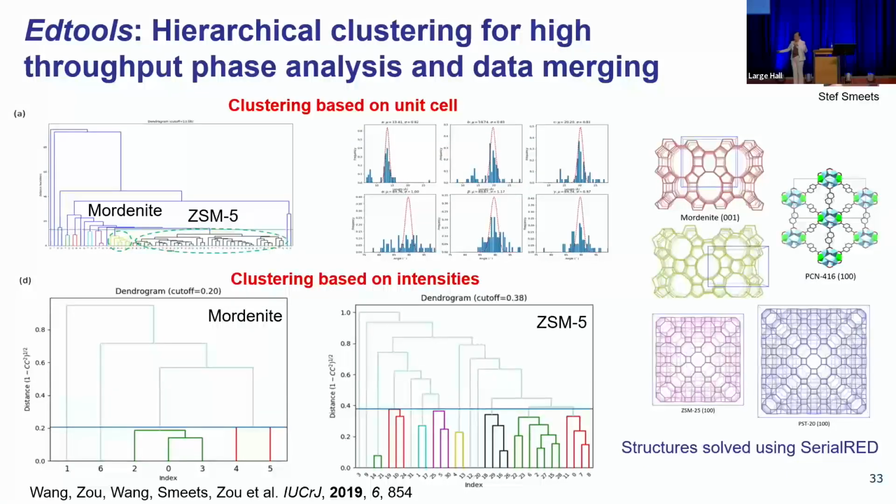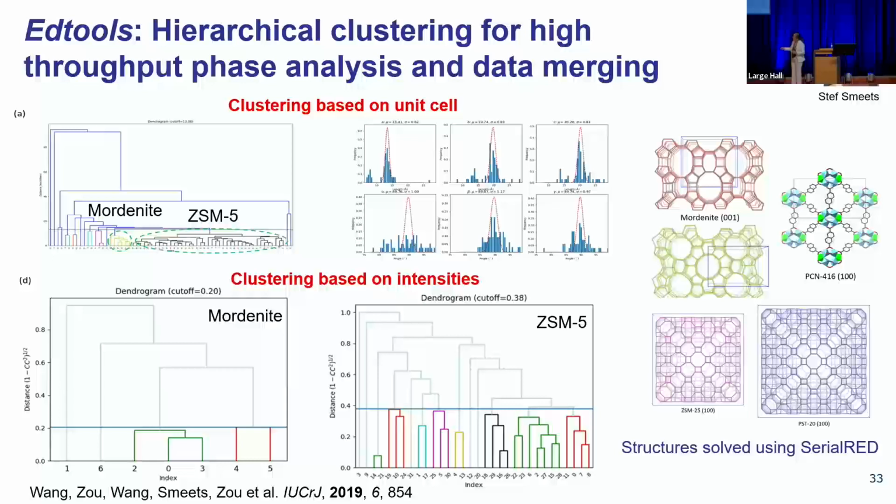When you have so much data, you cannot really analyze it by hand. So my postdoc developed a tool called Edtools to analyze all the data, process, and merge them together. It uses hierarchical clustering. First, it is based on the unit cells. For example, in this data collected, we found that there are two different phases, two different zeolites.